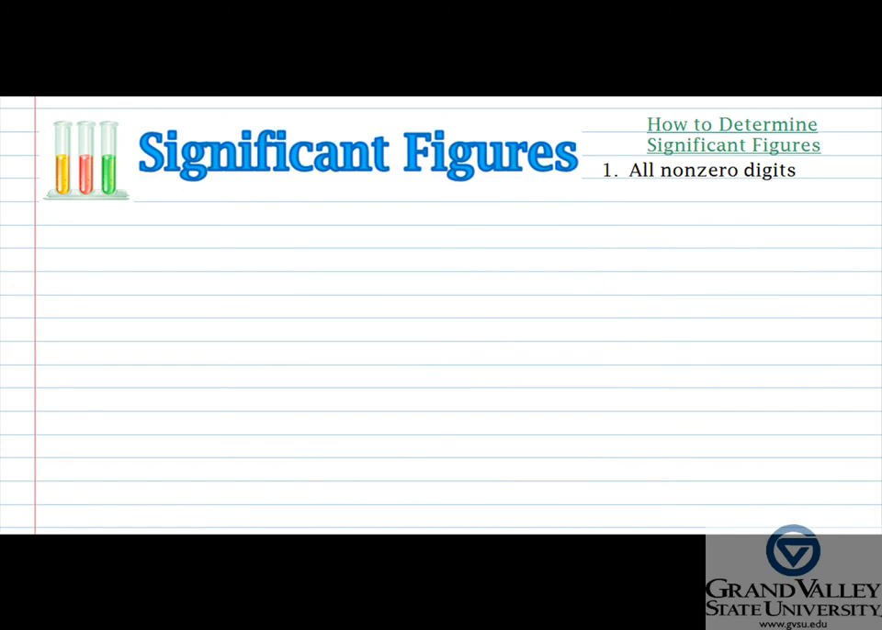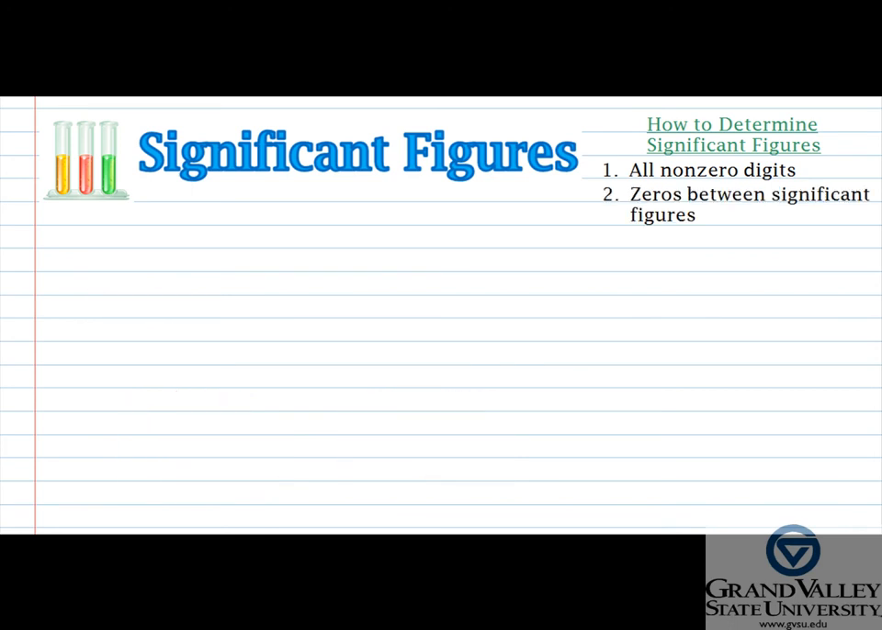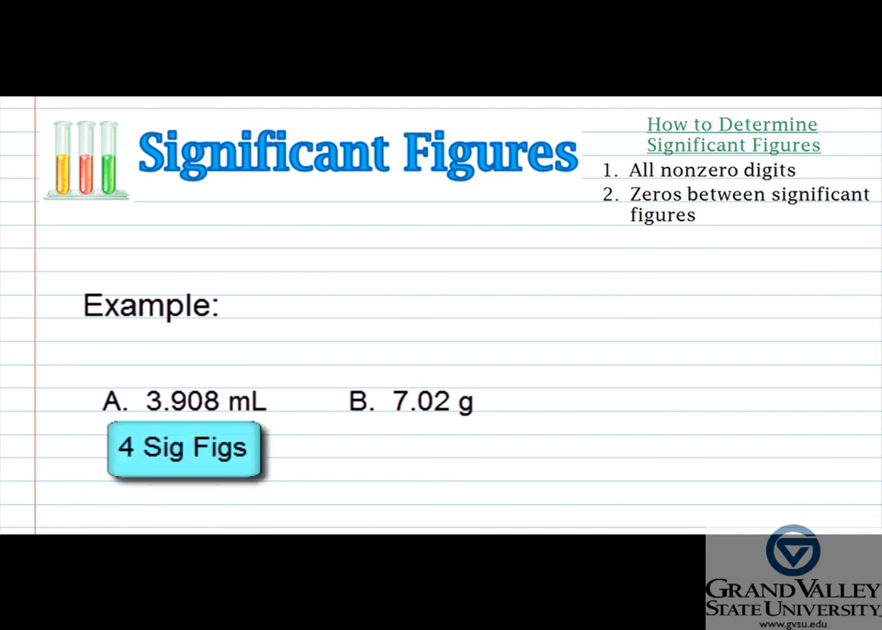The first rule states that all non-zero digits are significant. For instance, 1.86 grams has 3 significant figures, and 2 significant figures are present in 5.1 centimeters. Secondly, zeros that are between significant figures are significant. Therefore, 3.908 milliliters has 4 significant figures, and 7.02 grams has 3 significant figures.